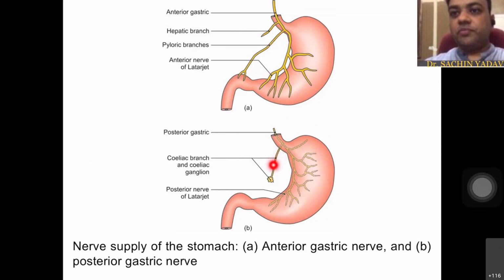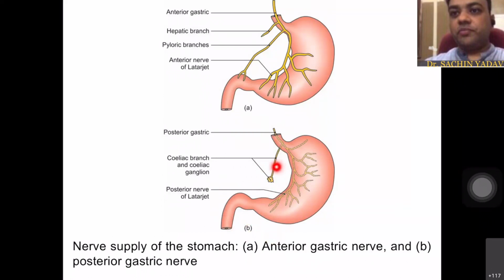Its main branch is going toward the celiac trunk. So this parasympathetic part of the vagus will go to the celiac trunk to form the plexus around the celiac artery, along with the other sympathetic nerves. And from here, these parasympathetic and other sympathetic nerves will supply the rest of the GI system and other abdominal organs.